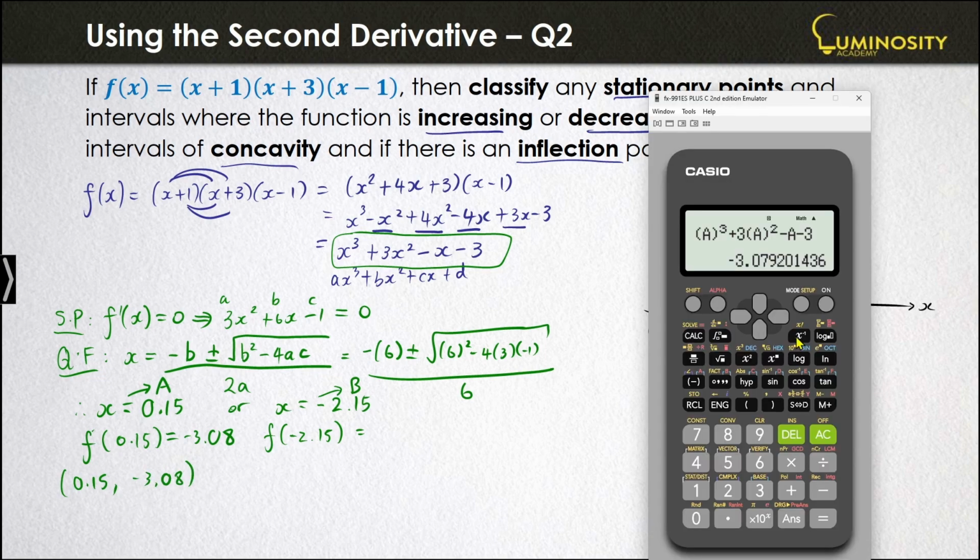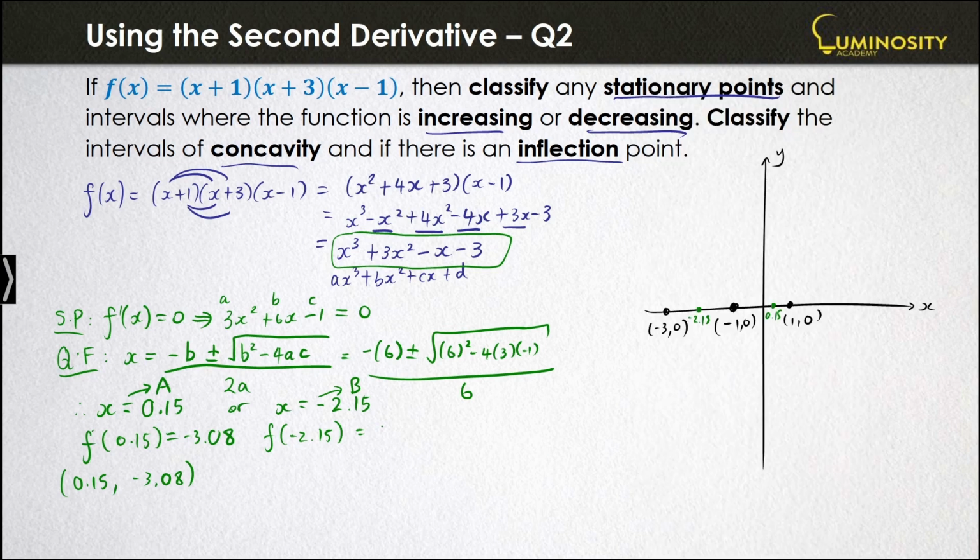Okay. And then similarly, I can change that and put it as a B. So let's change all those A's to B's. Alpha B, and then minus alpha B. And that gives you positive 3.08. Okay, so at negative 2.15, you get positive 3.08.